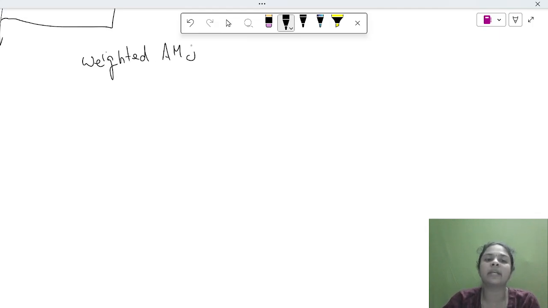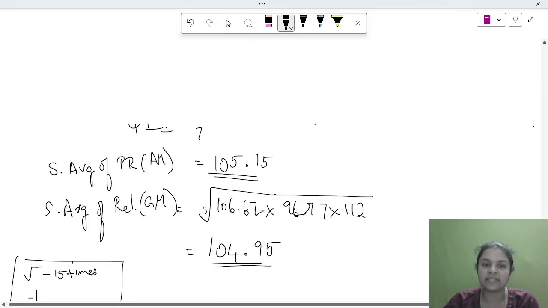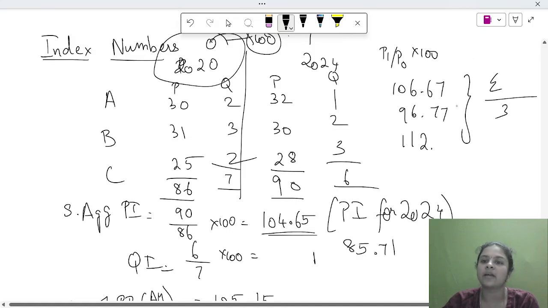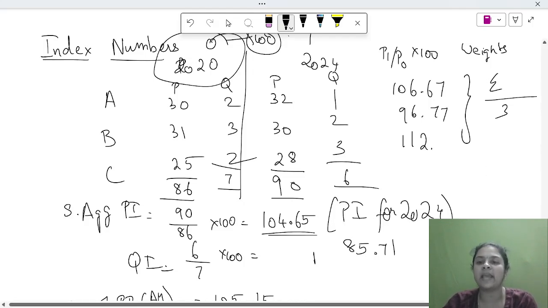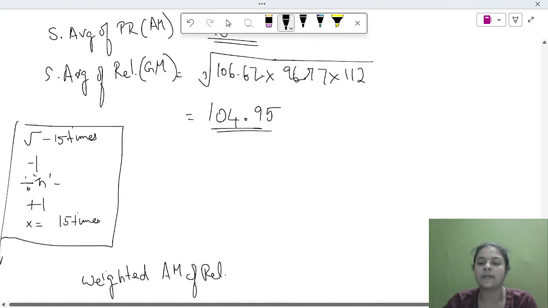Now, sometimes the same question, they can ask you, calculate weighted arithmetic mean of relatives using weights. So, same question, for example, same numbers, but the weights will be given to you separately. Using weights, say 2 2 1 or 2 1 2, they can give weights in any way, or 1 2 3, any weight they can give. So in that case, let me take these numbers.